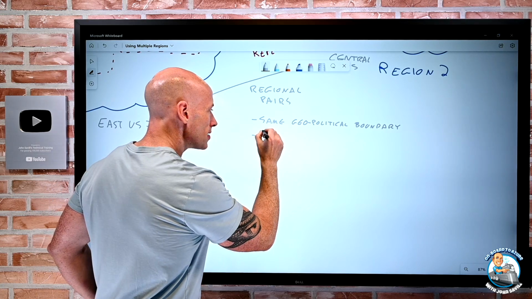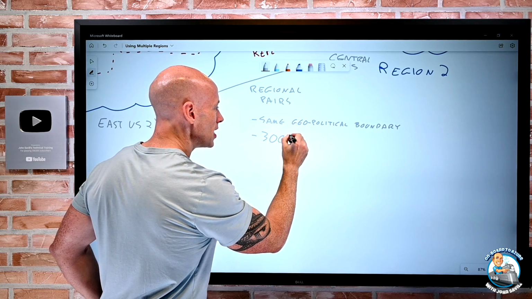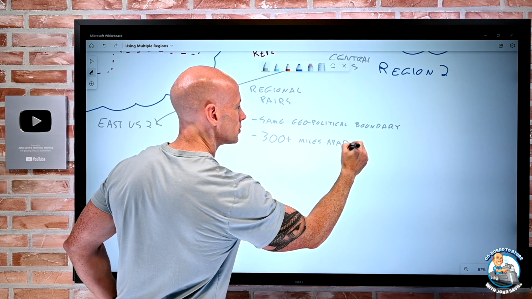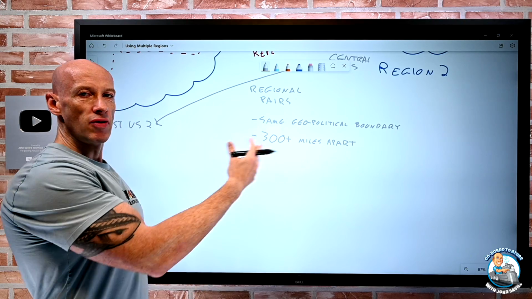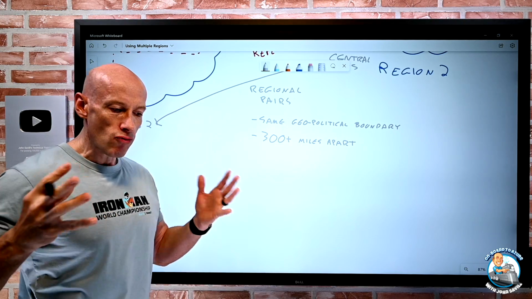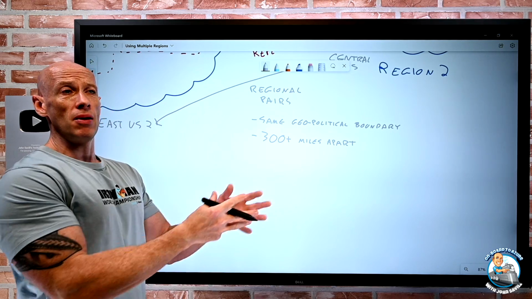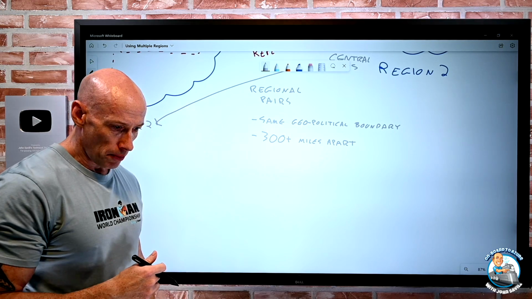The pairings are ideally 300 plus miles apart. So they're not picking two regions next to each other because, hey, I want resilience for that. So it's helping me minimize the chance that a regional problem impacts the paired region as well.